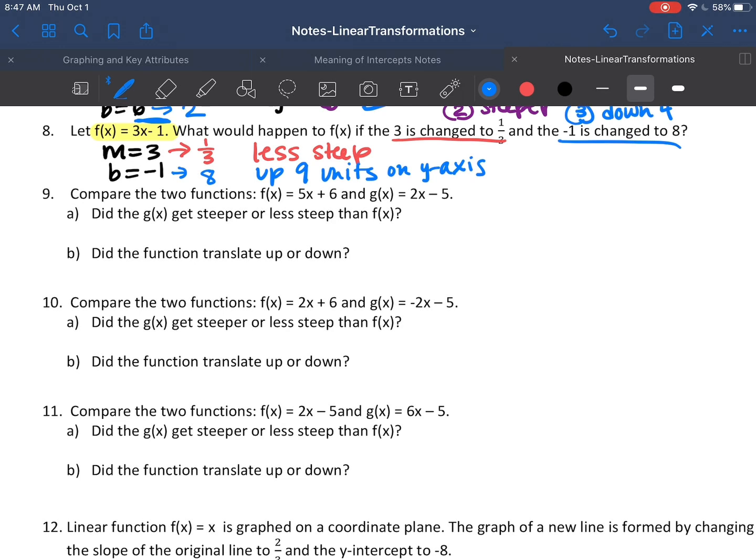Okay, for 9 through 11, we're just comparing two functions. And so this is when we want to look at the slopes and the y-intercept. Number 9, we're looking at f of x equals 5x plus 6 and comparing it to g of x equals 2x minus 5. So I'm going to start by analyzing their slopes. 5 goes to 2. And so part A asks about the steepness, and so that's how I know I want to look at the slope. Slope is steepness. Think of skiing down a slope. You care about the steepness of that slope when you're skiing. Okay, so steeper or less steep.